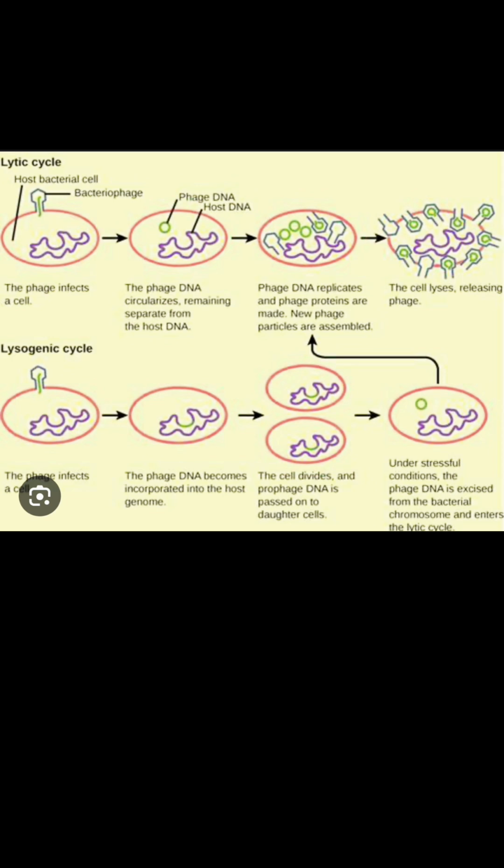Next is going to be environmental triggering. Lysogenic viruses can switch to the lytic cycle in response to stress, like UV light or chemicals, while lytic viruses act quickly and destructively right after the infection.